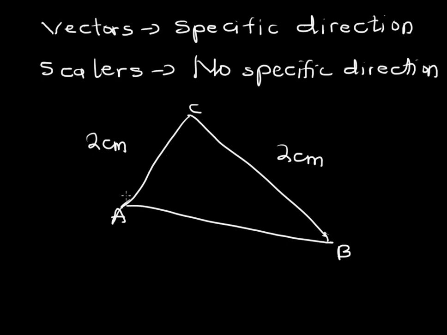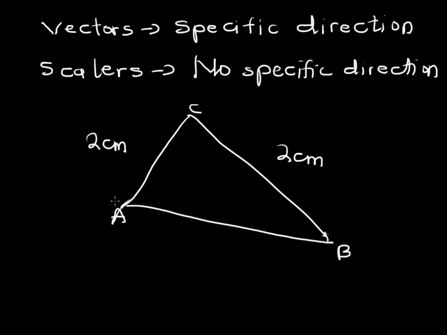Now, to find the length of AB, one logical way is to just add 2 to the 2 centimeters to get 4 centimeters. But in vectors, it doesn't actually work that way. And why is this so? This is because this is 2 centimeters in this direction, right? And this is also 2 centimeters in this direction. Therefore, each of them has a magnitude and is relatable to a definite direction in space. And this is why this is called a vector, right?